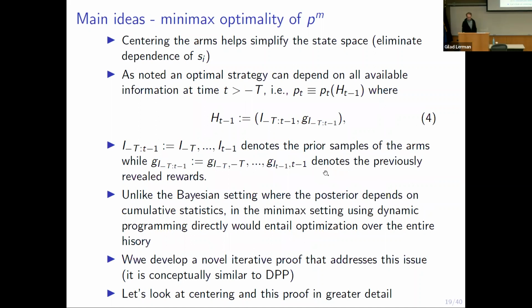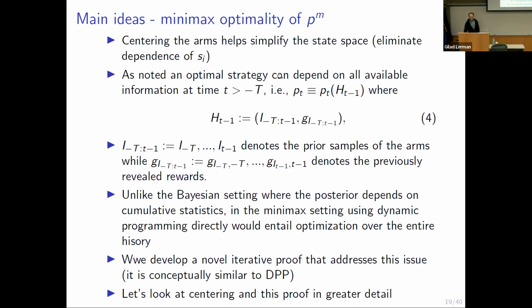Okay, so what are the main ideas? We can dramatically simplify the state space of this myopic player by centering the arms. That would eliminate the dependence on S_i, the number of times the arms were sampled.